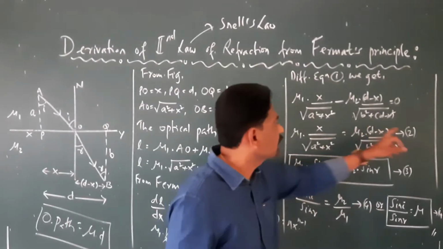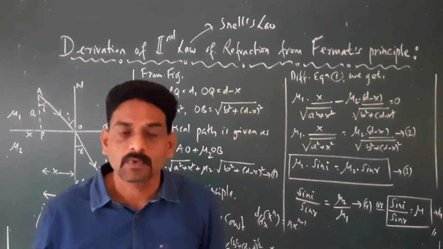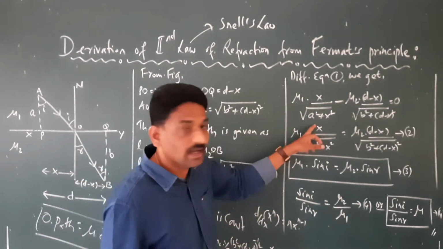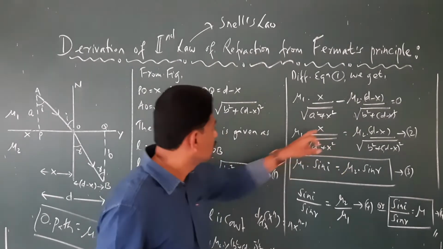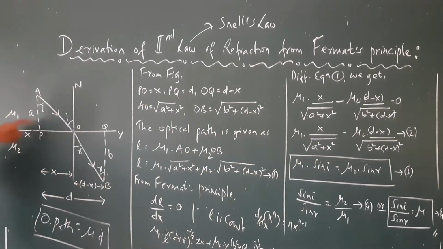So this is equation number 2. Now, what is this x divided by square root of a square plus x square? That is, look at the triangle APO. APO is a right angle triangle. If this is angle I, angle of incidence, this is also going to be angle I. That is alternate angles, right?